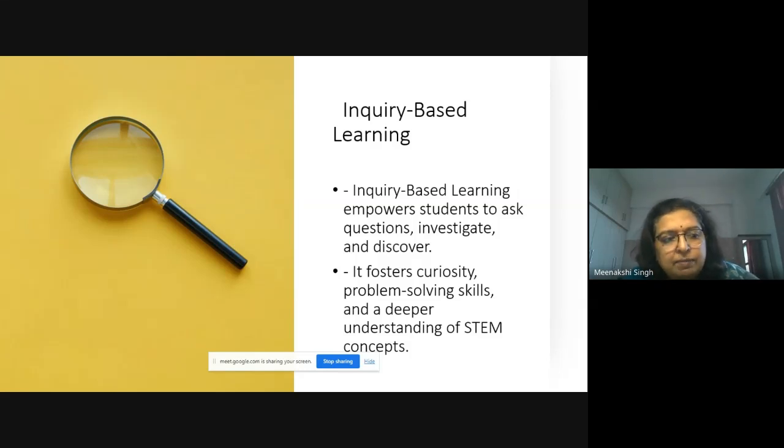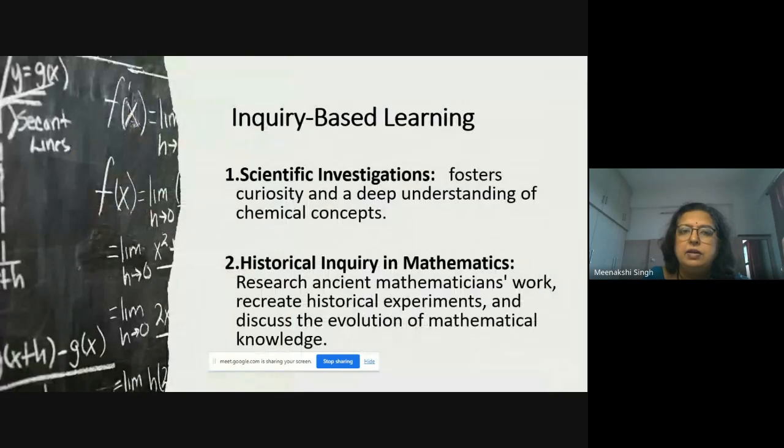We need to give them opportunities. In inquiry based learning, we give them something to inquire about. So the core here is not an ill structured problem. The core here is that there is an idea that has to be researched. So the students will proceed with those ideas, and they will inquire. For example, this is the historical inquiry in mathematics example. They can be asked to research the contribution of ancient Indian mathematicians.